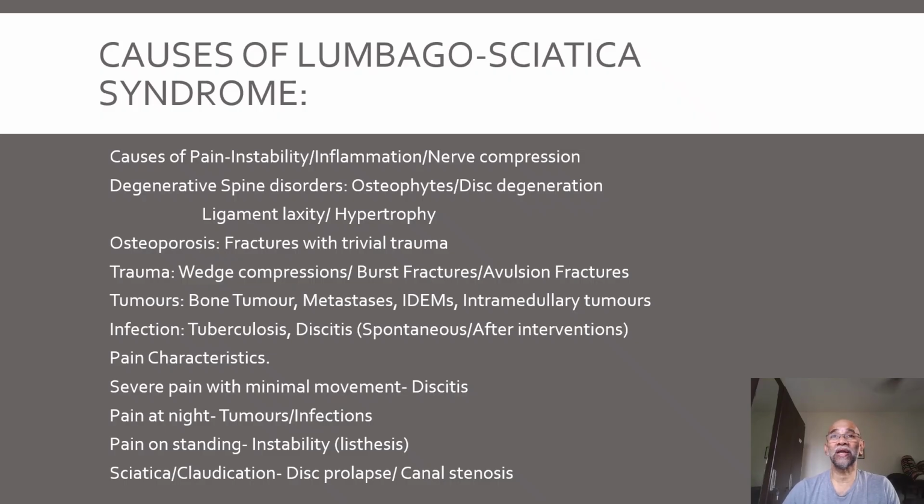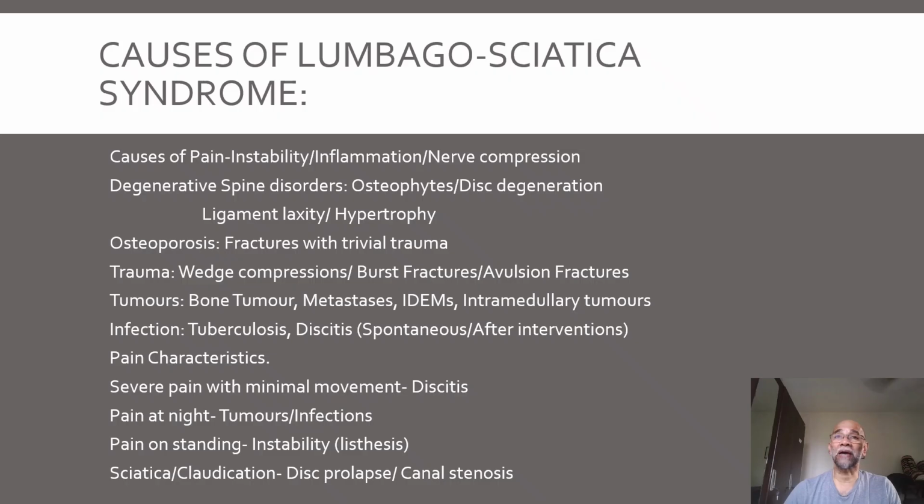Burst fractures are more likely to require stabilization because of a risk of retropulsion of fragments. Avulsion fractures are not because of direct compression, but because of muscle attachments getting pulled. They usually affect the transverse process or the spinous processes.